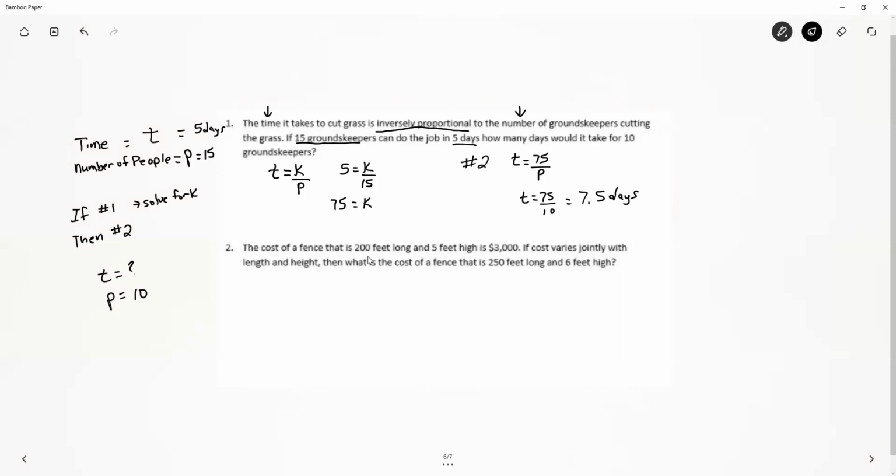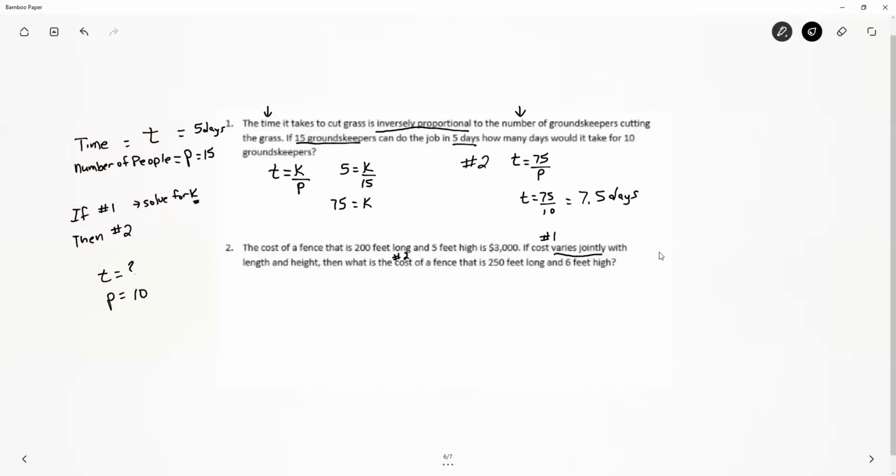Okay, all right, let's look at this one. The cost of a fence that is 200 feet long and 5 feet high is $3,000. If cost varies jointly with length and height, then what is the cost of a fence that's 250 feet long and 6 feet high? So this is the first part, number 1, and this is number 2. So we're going to do the first piece. We're going to solve for K. That's always what you're going to do.